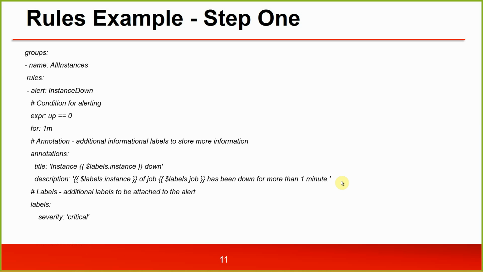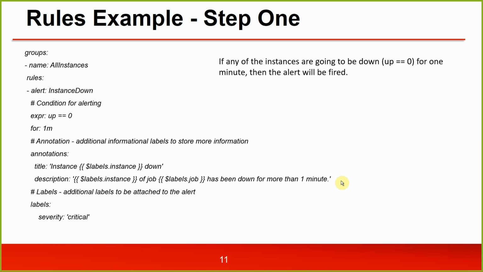So if the severity is critical, we can specify where the alerts of severity level critical should land up. This severity will help us in configuring where the destination should be, where the alert should go. This is a very good example of creating rules based on our node exporter configuration, which will send the alerts based on our settings. Which means if any of the instances are going to be down, which is specified by up equal to 0 for 1 minute, then the alert will be fired.